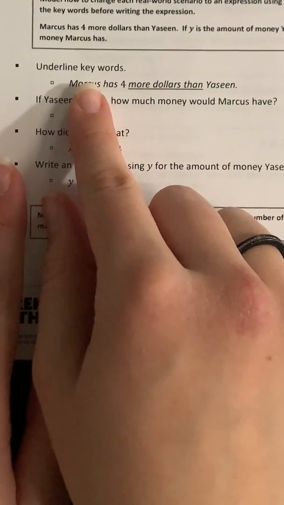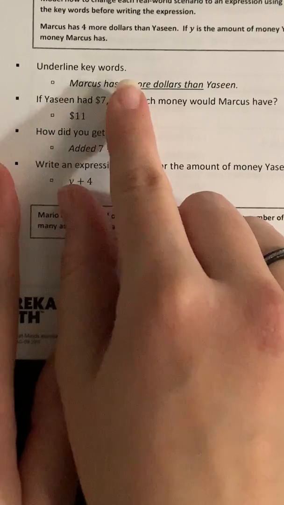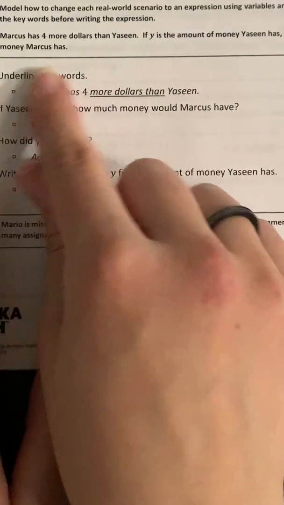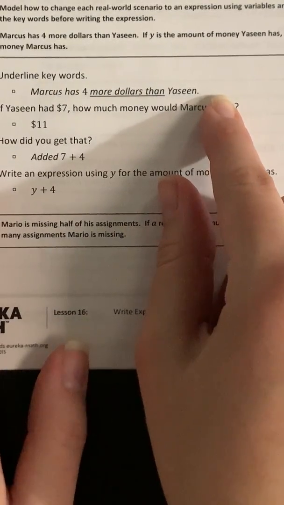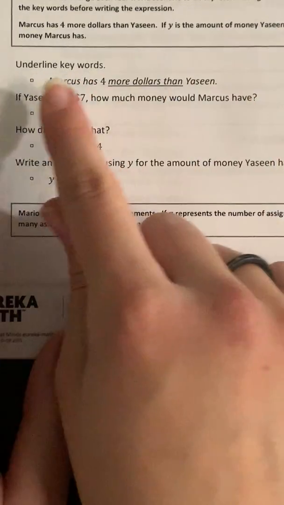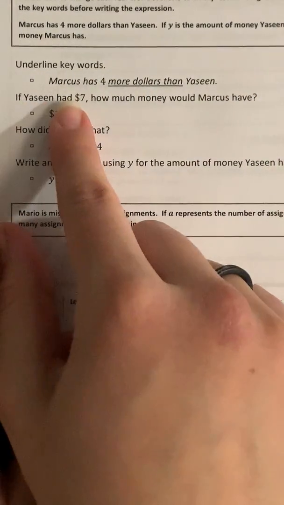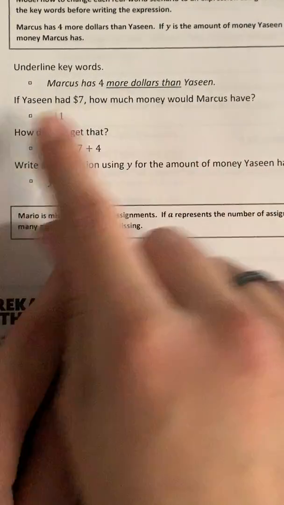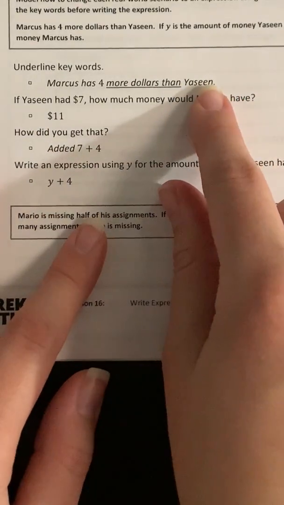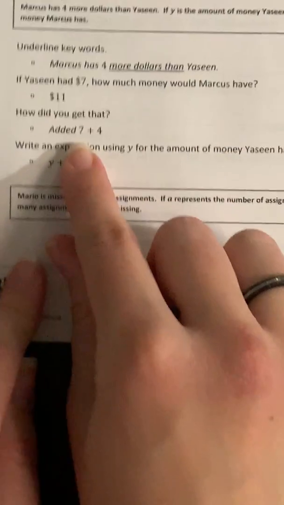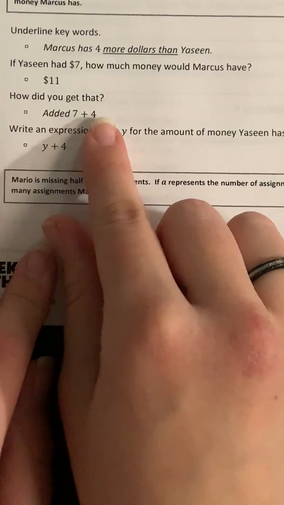So they're telling us here, in order to do this, we have to underline the keywords. Well, Marcus has $4 more than Yassine. And now, if we want to put this into standard form, like we just practiced in our notes, we can just plug in or substitute in some numbers because they don't actually tell us how much money each person here starts with. So let's say Yassine had $7. If Yassine had $7, how much money would Marcus have? Marcus would have $11 because if Yassine started with 7, Marcus has 4 more than him. 7 plus 4 is 11. We see that right here. We added 7 plus 4.